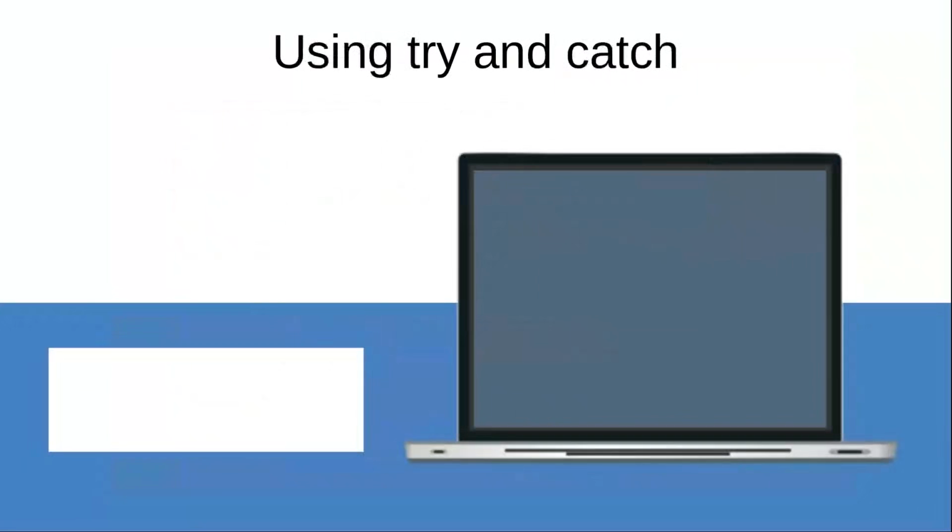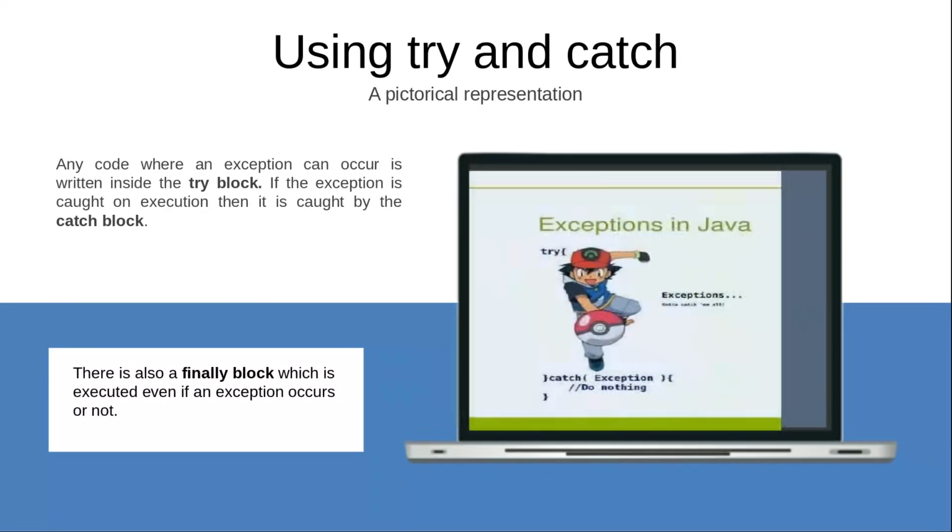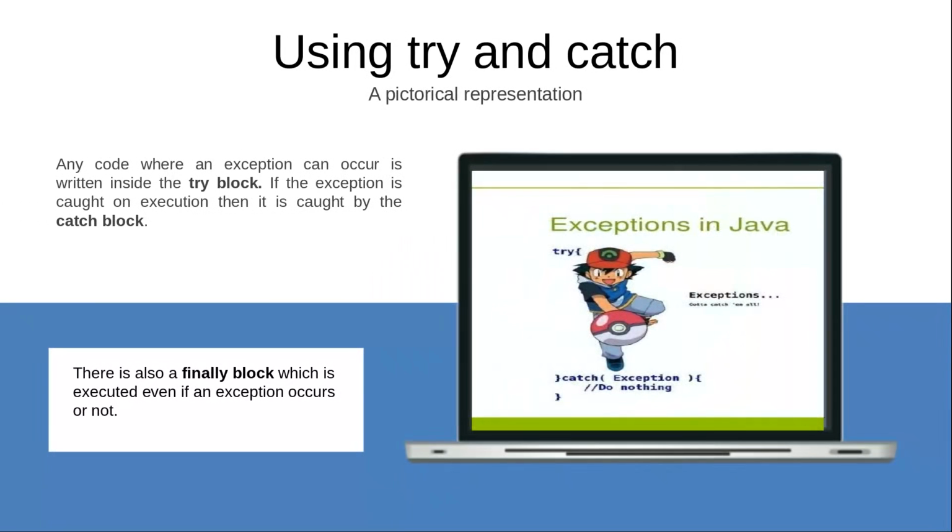Now we'll see how we use try and catch. It's again a pictorial representation. Any code where an exception can occur is written inside the try block. Then if the exception occurs on execution, it is caught by the catch block. And then there is also a finally block, which is executed whether an exception occurs or not. So these are the three blocks.